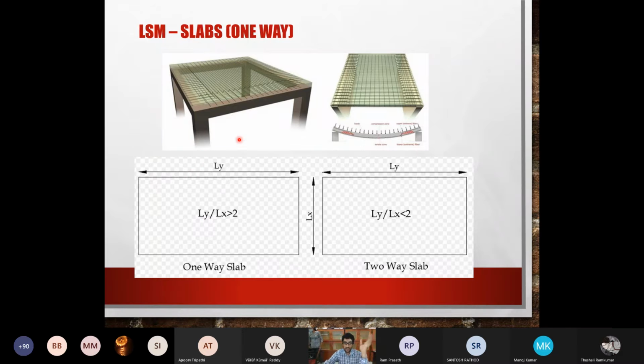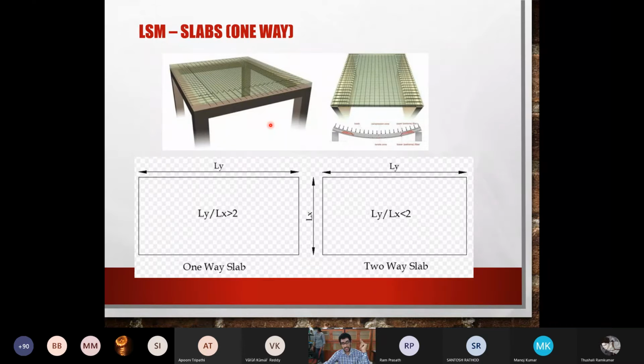So either you can have your slab sitting on beams, or sometimes in a load bearing type of structure, there will be no beam, there will just be a wall, and directly on top of the wall, the slab will sit. Okay, so with the beam or without a beam, how is the slab supported? There are two cases: beam supported slabs and wall supported slabs. Okay, so these are the two types of slabs.